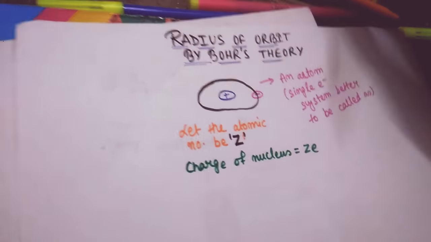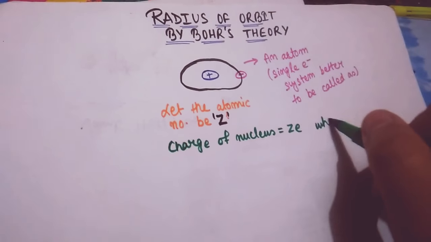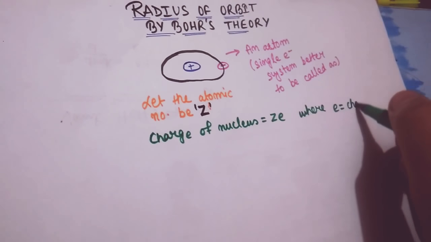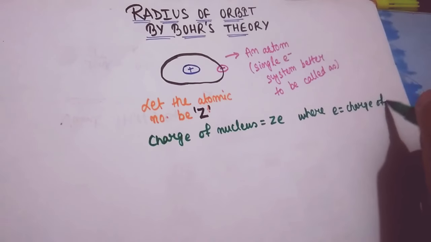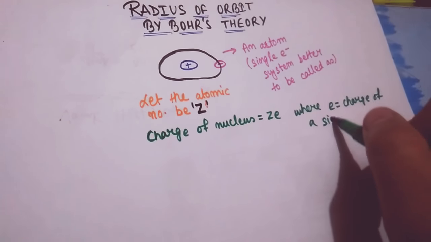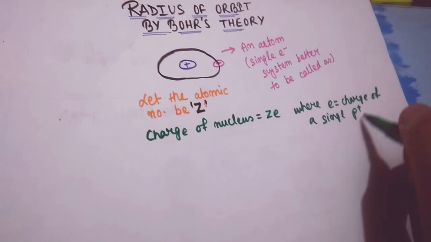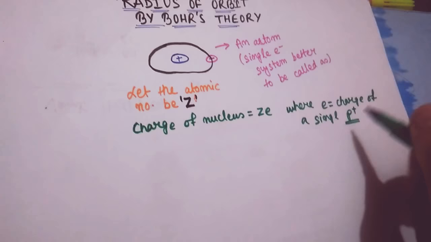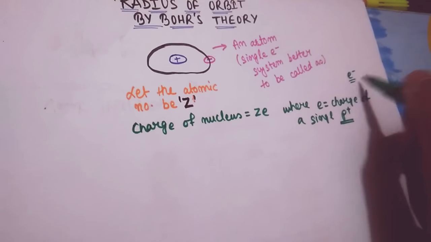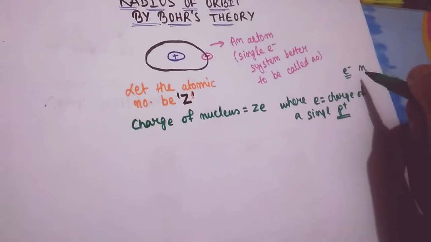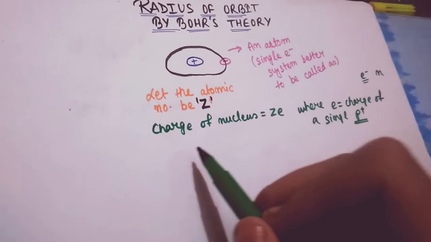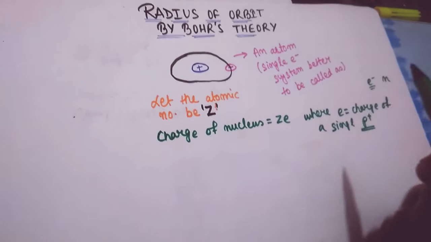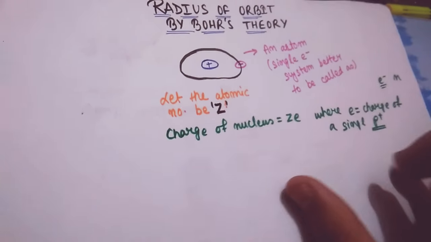We can also write that e is equal to the charge of a single proton. You should know that p plus is the sign for protons, e minus is the sign for electrons, and n is the sign for neutrons. So the charge of the nucleus is Ze, where Z is the atomic number of that single electronic system.